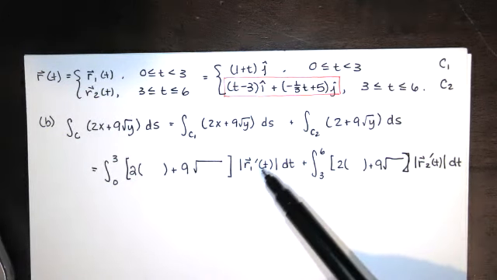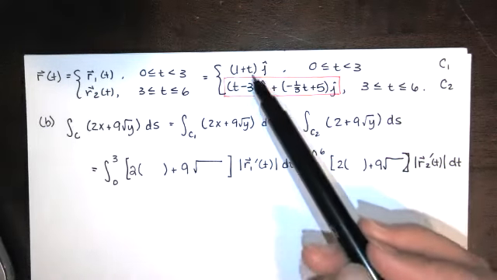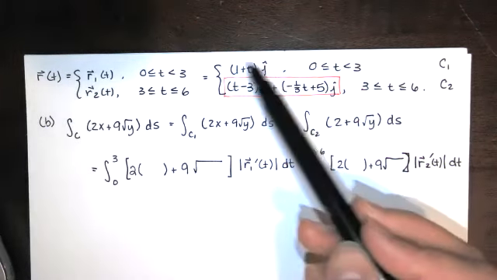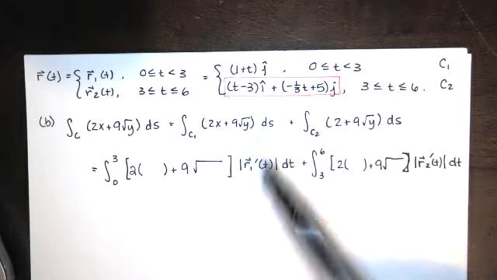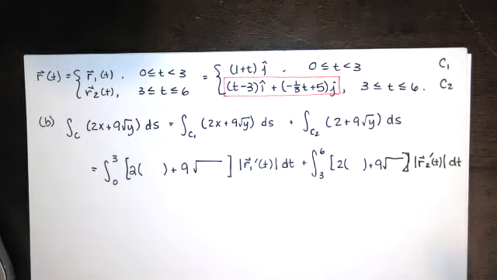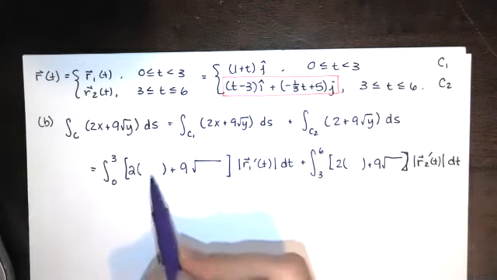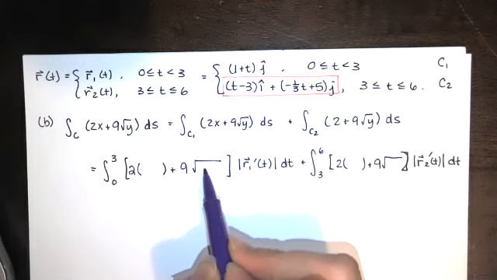But you just have to make sure that you're using the right position function. For the first part, we're using this position function. For the second part, we're using this position function. Okay, and then we have to substitute in x of t here and y of t here.